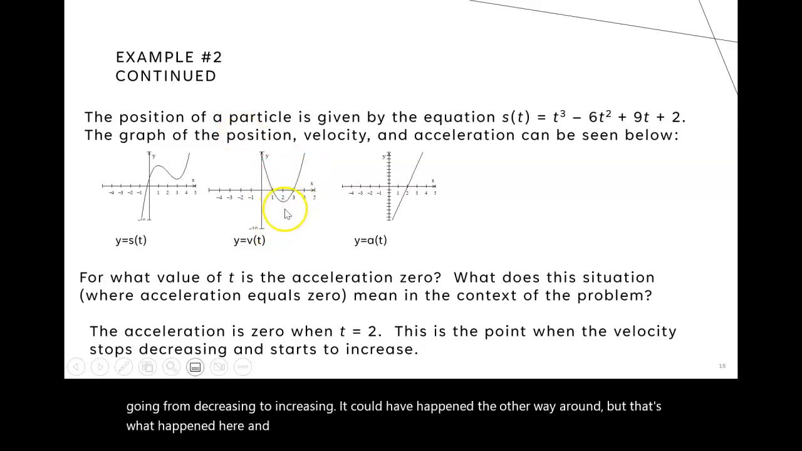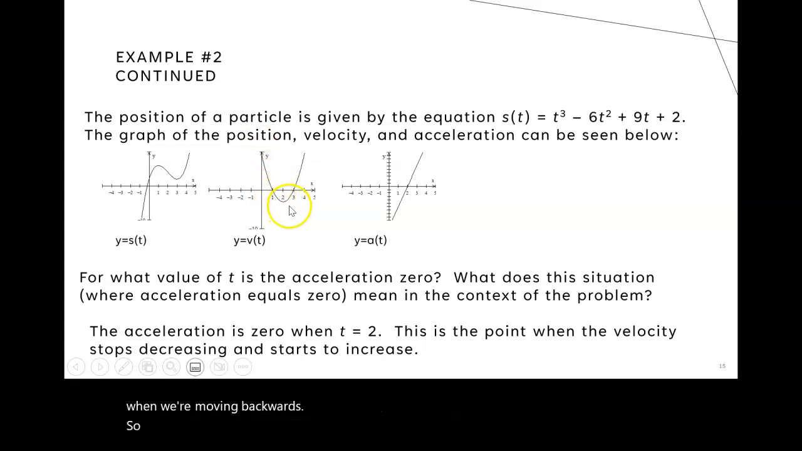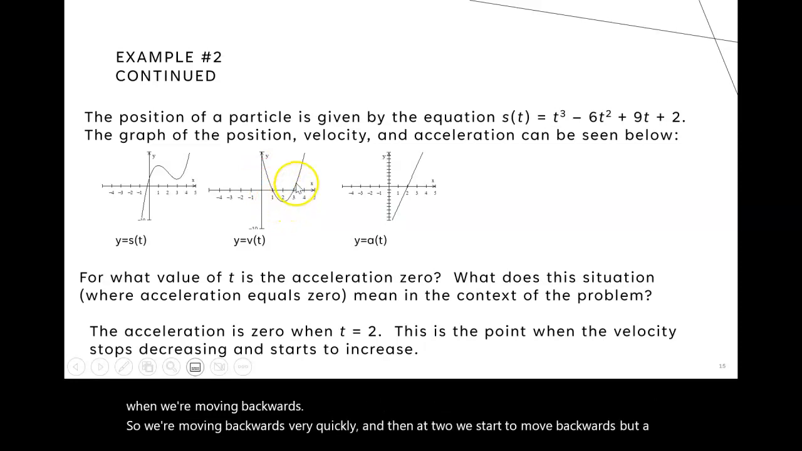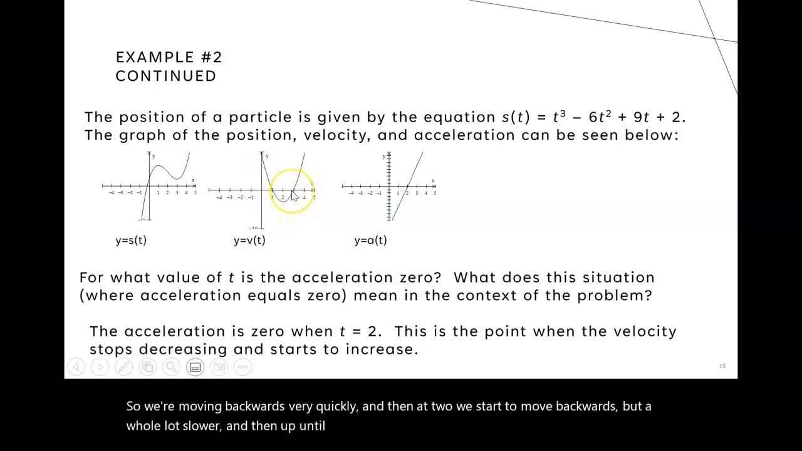And one way of looking at this is that it would be our maximum speed when we're moving backwards. So we're moving backwards very quickly, and then at 2 we start to move backwards, but a whole lot slower, up until time 3, when the particle or whatever it is stops and then starts moving forward again because the velocity is positive.